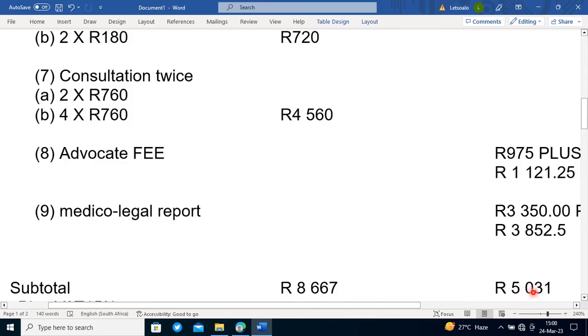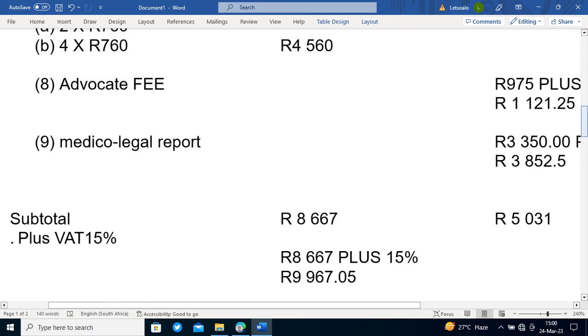Then we have to go to the expenses. Under the expenses, what is the subtotal? We have to add all those expenses, the total amount of all those expenses after including VAT. Then we take that amount and add it. So we're going to say 3,852 rand 5 cents plus 1,121 rand 25 cents, and then we add that one of postal. Then it's going to give us 5,031 rand. Then we are not done, guys. We still continue.